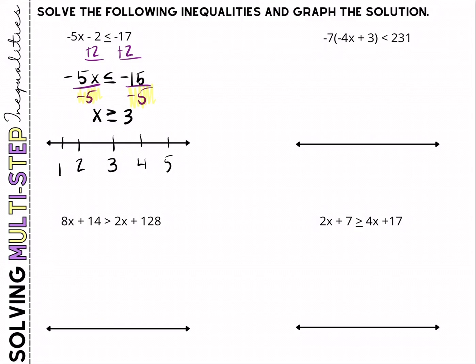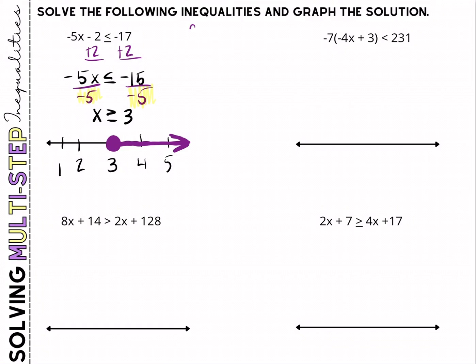Because it's greater than or equal to, we're going to do a closed circle, and then we're going to go to the right because it's greater than. X can be greater than or equal to 3. So any number greater than 3 works.